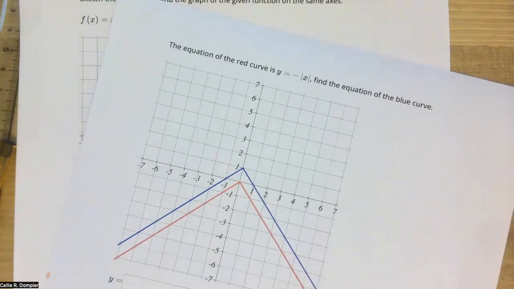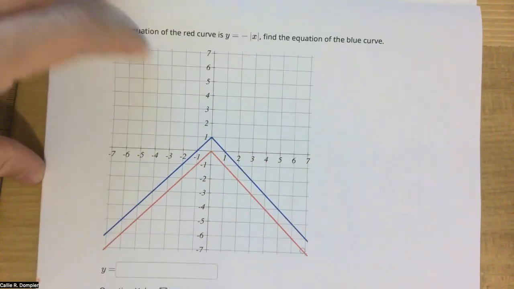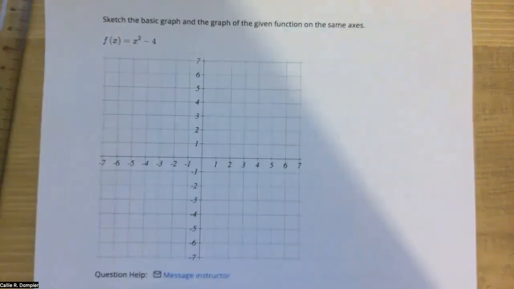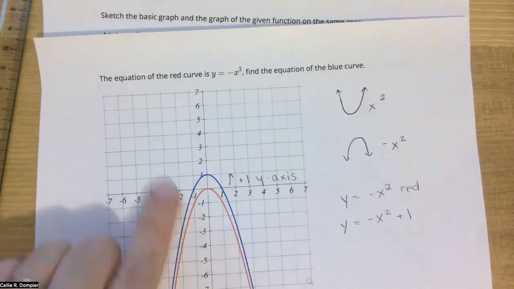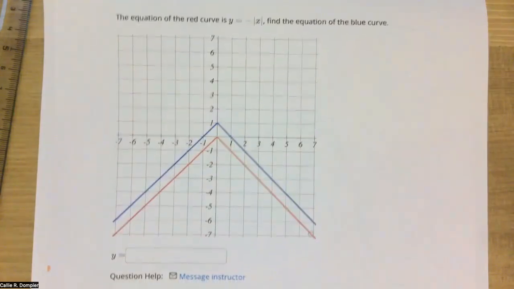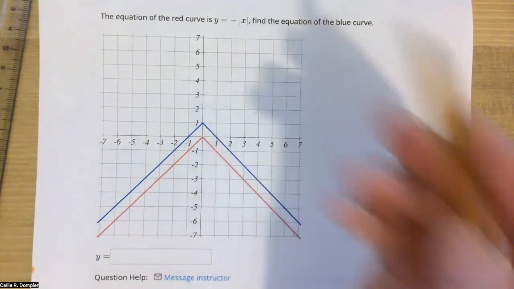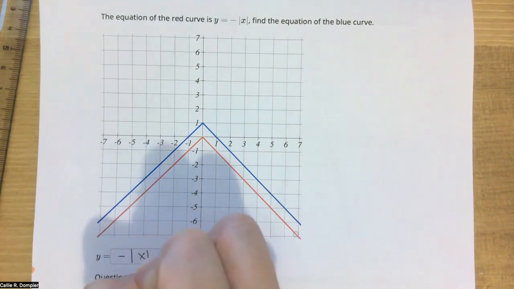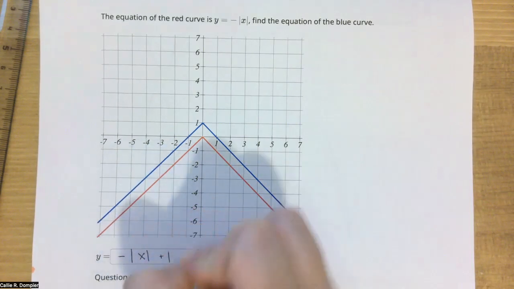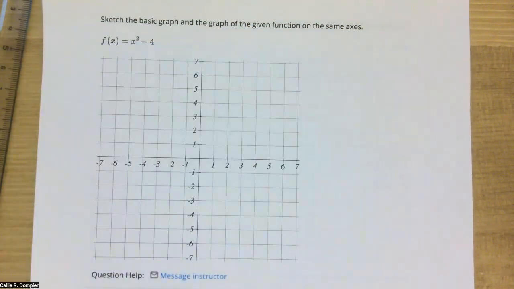Okay. Now we have the equation of the red curve is y equals negative absolute value of x. Find the equation of the blue curve. Again, it's pretty similar, right? That one was at the origin. We added 1 because it moved 1 above the origin. So if y equals negative absolute value of x, y equals negative absolute value of x plus 1 to make it 1 higher. And you are welcome to check that on Desmos if you would like.